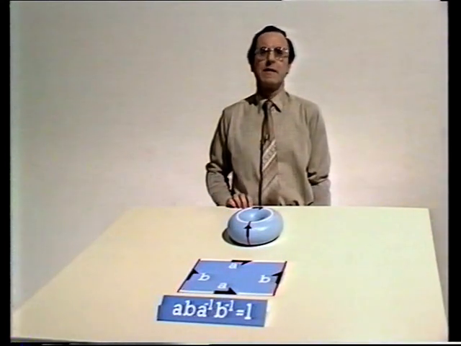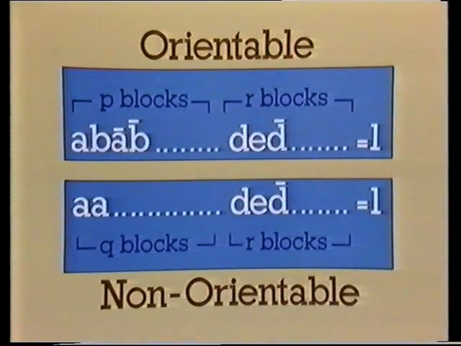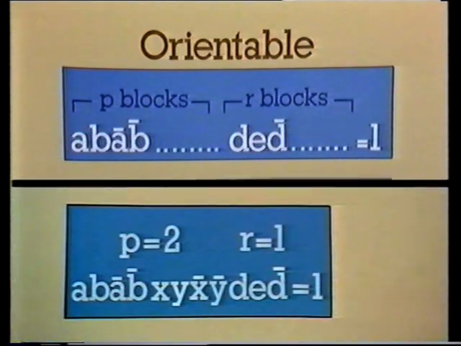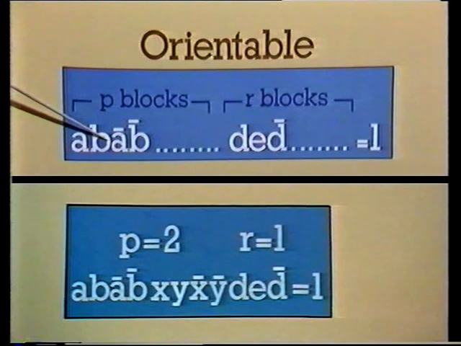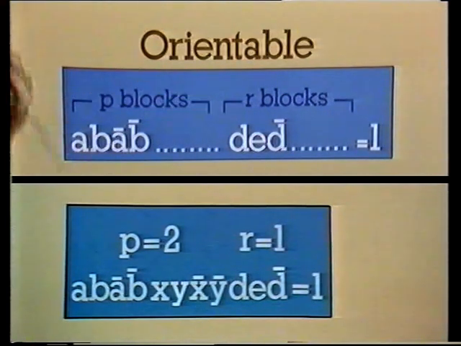So first, let's remind ourselves what all the equations look like. Every orientable surface has a canonical equation of this form. We've replaced the -1 by a bar to make things easier to read. And every non-orientable surface has a canonical equation of this form. For example, here's a specific orientable surface where p equals 2 and r equals 1. It has 2 blocks of symbols of this type and 1 of this type.